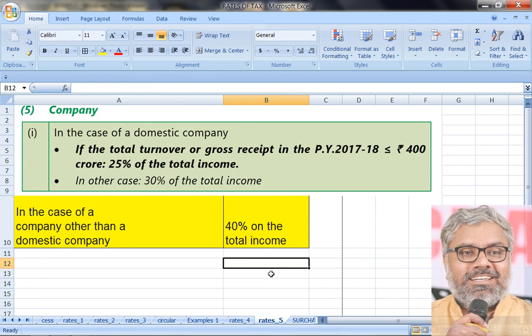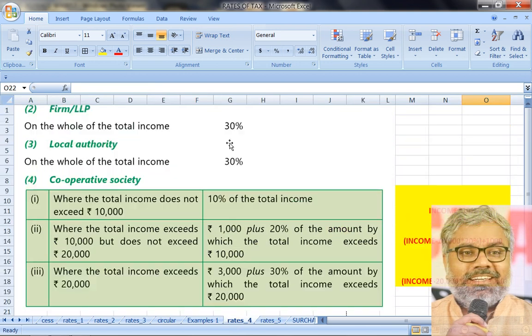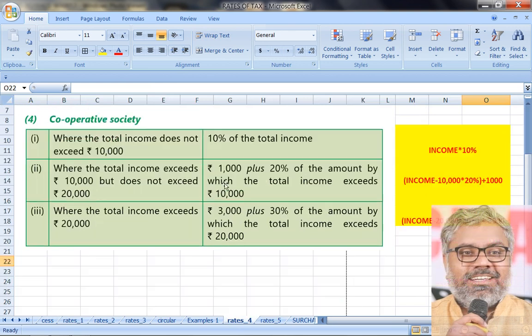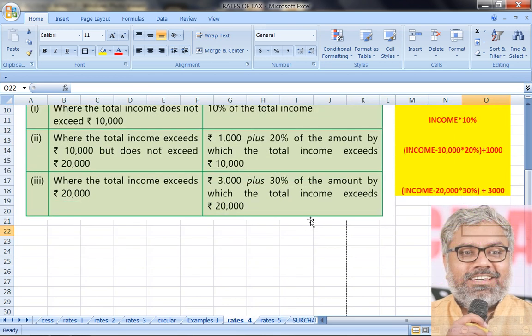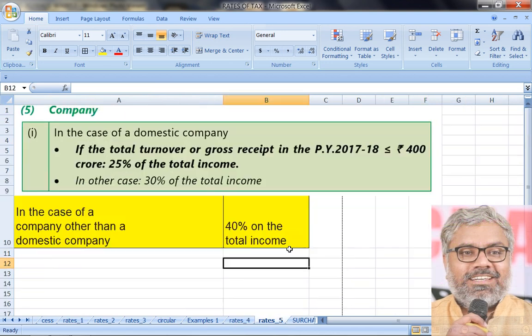Now we have the tax rates of all types of persons who can be assessees. But the tax rates in relation to individuals, HUF, AOP, BOI or other artificial juridical persons are all contained here, as we discussed earlier, which are slab rates. But when we talk about the rates of firm or LLP, it is a flat rate of 30%, local authority flat rate 30%, and cooperative societies are the only speciality, given slightly different slab rates.